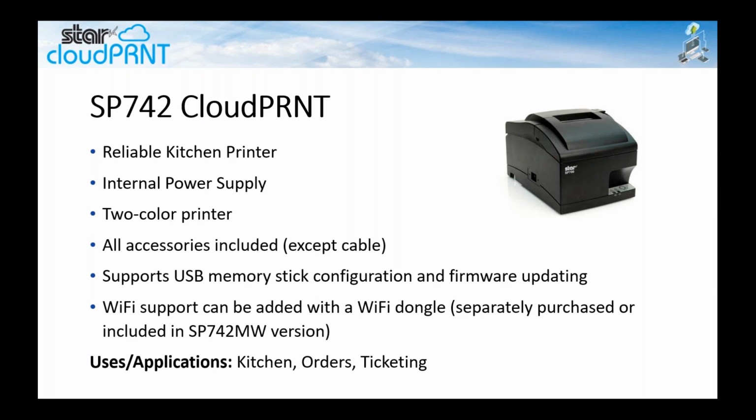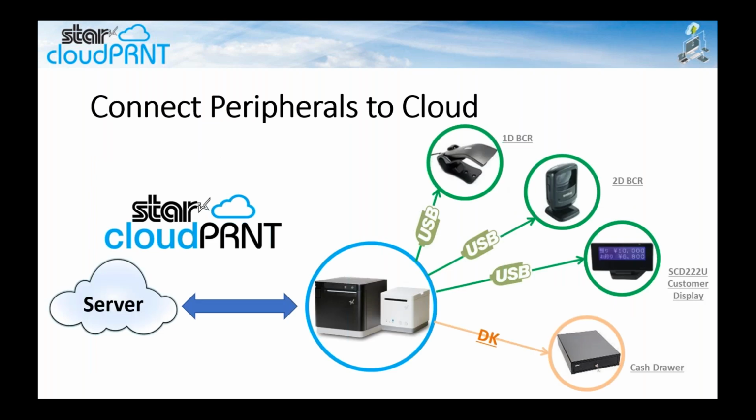So again, it has all that same functionality as the last few printers I mentioned, the USB memory stick configuration. It does have the Wi-Fi support if needed. Of course, in kitchens, I really recommend against that. Always hardwire when you can, but it is there if you need it. And of course, I mentioned briefly peripherals.